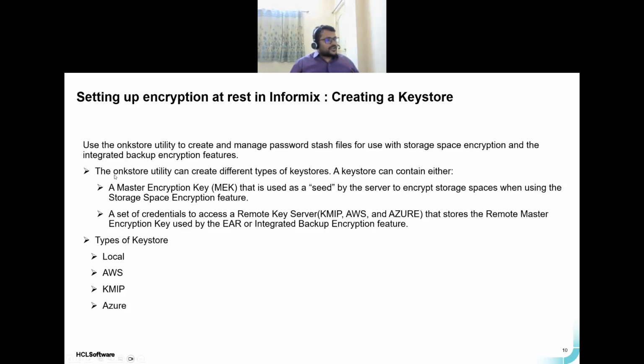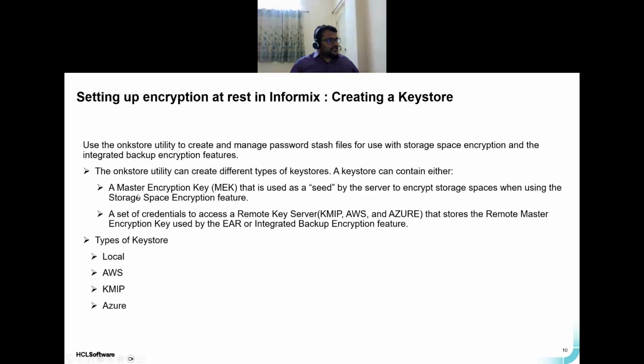onkstore can create multiple types of key stores. Like we have local key store, in this case the master encryption key is stored in our server. AWS, in this case the master encryption key is stored in the AWS services. And KMIP key store, in this case the master encryption key is stored in the KMIP service, the KMIP server. And in the same way, we can use Azure.